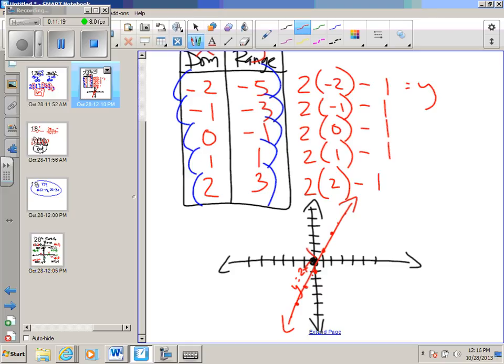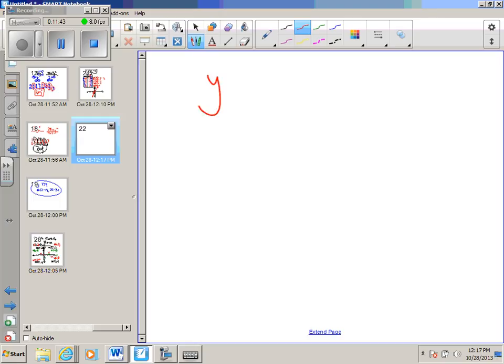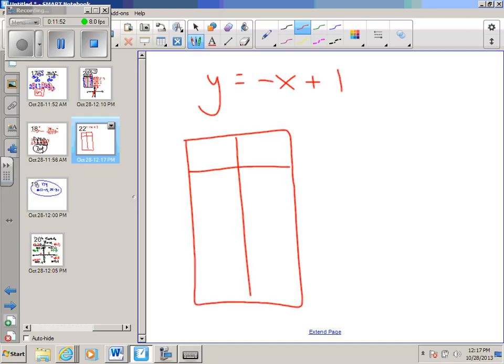Let's take a look at page 210. Why don't you do number 24 real quick? They want you to graph that equation, graph that function. Okay. y is equal to a negative x plus 1. We're going to use the domain of negative 2, negative 1, 0, 1, and 2.